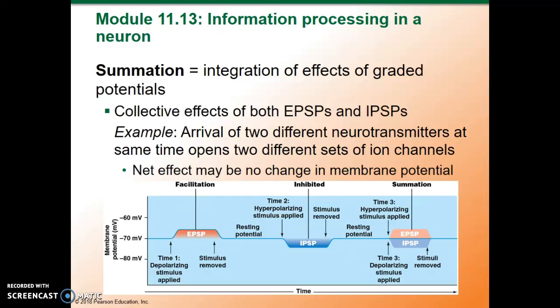Summation is the integration of the effects of the multiple graded potentials. So there are a combination of EPSPs and IPSPs. For example, the arrival of two different neurotransmitters at the same time opens two different sets of ion channels. The net effect, in the case shown here, may be no change in the membrane potential.